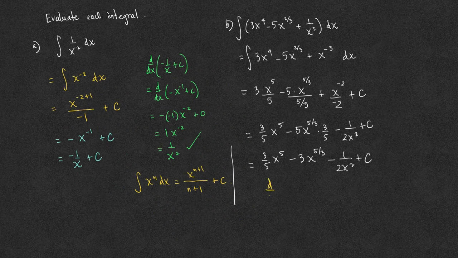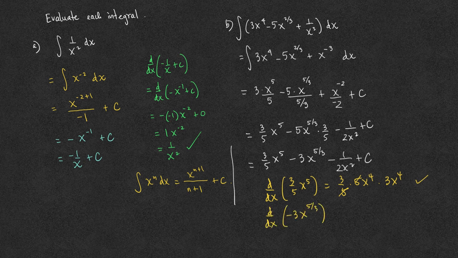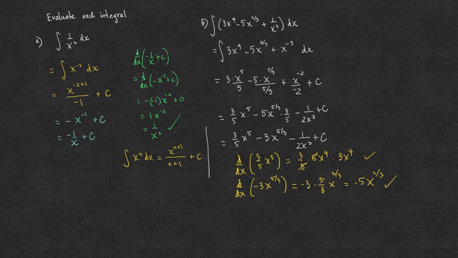The derivative of 3 over 5 x to the 5th is 3 over 5 times 5x to the 4th. So this simplifies into 3x to the 4th, so the first term works out. The derivative of negative 3x to the 5/3 is negative 3 times 5 over 3 x to the 5/3 minus 1, which is 2/3, and so this is negative 5x to the 2/3, and this is the second term in the integrand.